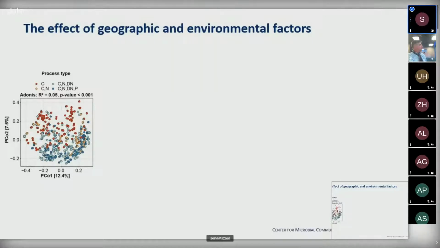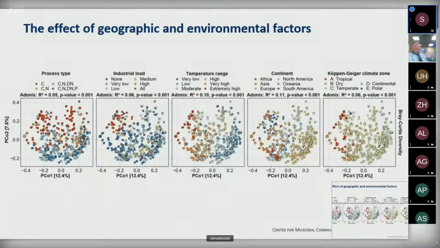The R-squared value here, which is 0.05, tells us something about how much of the variance in the total data set is explained by this process type or this factor, and it's a very small amount. And we can do a similar analysis for other factors such as industrial load, temperature range, continent, and climate zone. And in all cases, we see clustering effects based on these environmental and geographical factors. And for all of them, we also see that the variance explained by the individual factors is quite small.